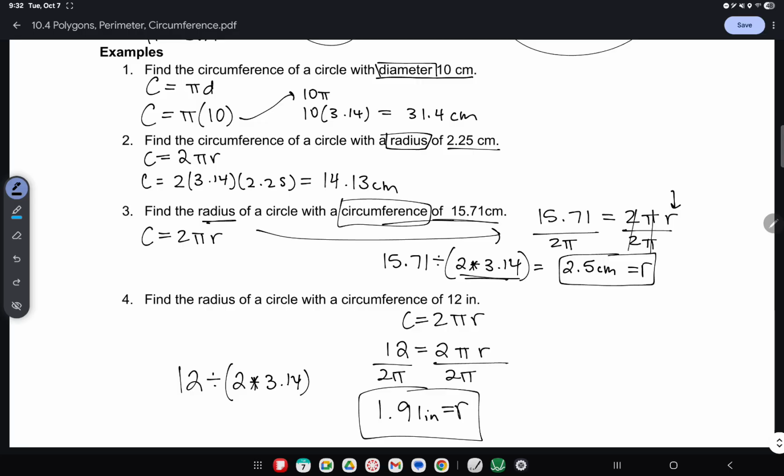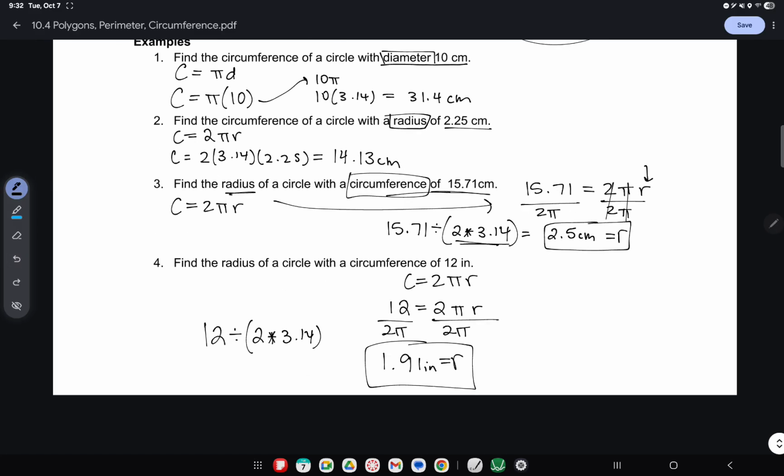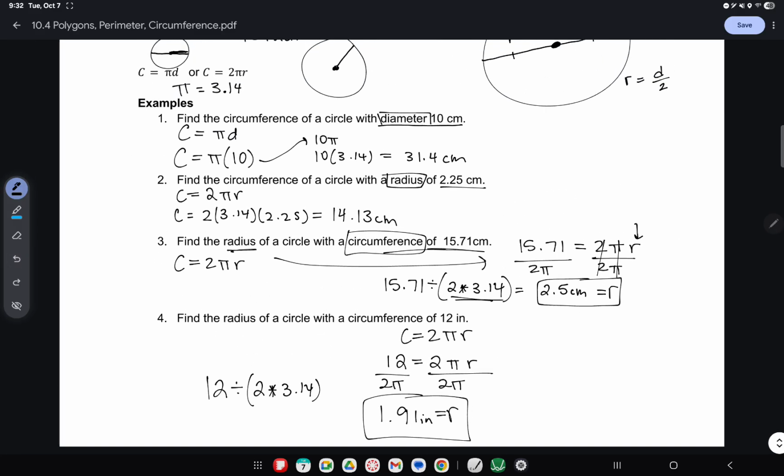Now it could say, what's the diameter? Like that could be a follow-up. So we could just multiply that number by 2 to get the diameter. All right. And that is it for this little section. So if you have any questions, let me know.